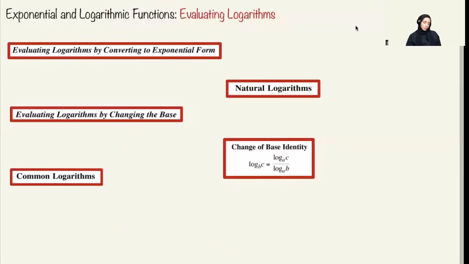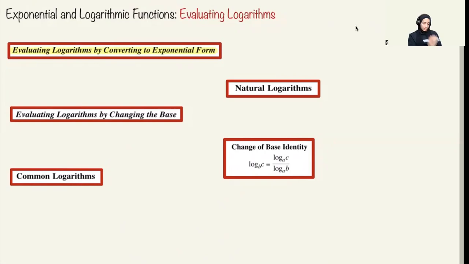So we're talking about exponential and logarithmic functions, and we want to talk about evaluating logarithms. There's one way of doing this. Well, there are two different ways, but let's first look at evaluating logarithms by converting to the exponential form.